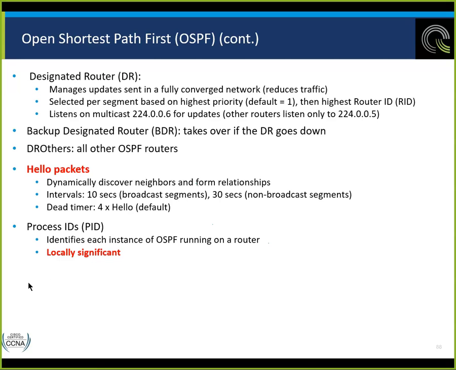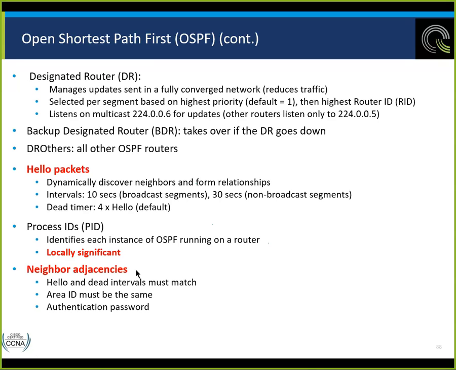The process ID, when I did router OSPF and then a number, that's the process ID. It identifies the OSPF running on the router. It's for the router to keep track of that process, and it's only locally significant. Each of the routers can have a different process ID.